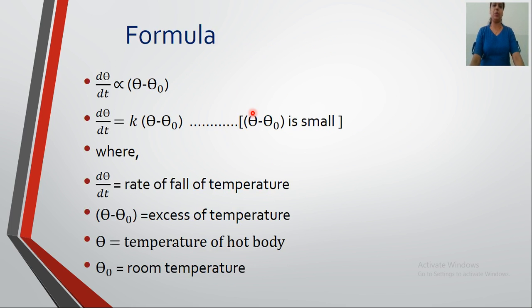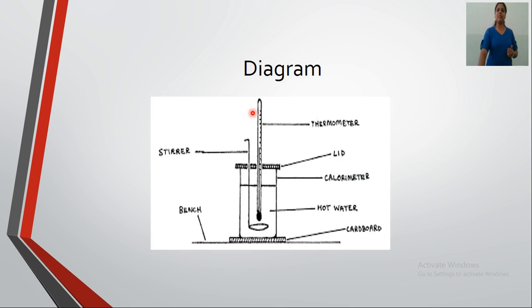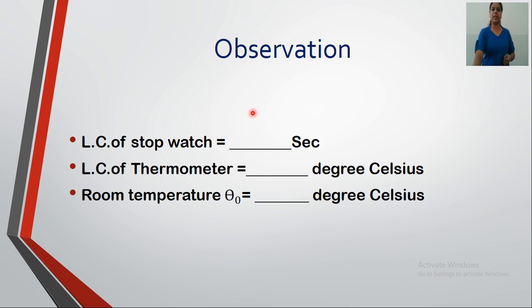Then we have seen the formula: d theta by dt is directly proportional to theta minus theta 0. In this, d theta by dt is the rate of fall of temperature of the hot body or system. Theta 0 is the room temperature or the temperature of the surrounding. And theta minus theta 0 is the excess of temperature. Simply, we have seen the experimental arrangement as shown in the diagram.